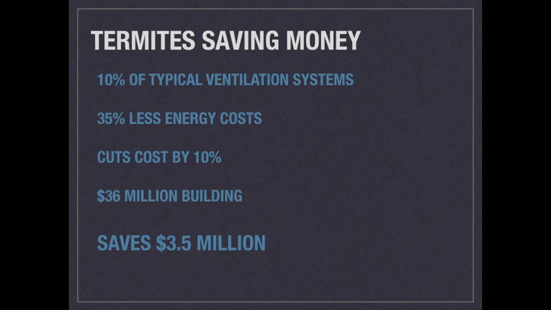Looking at the numbers of the Eastgate building in Zimbabwe, it's pretty apparent how efficient Pearce was able to make this building. When it was built, it used 10% of the typical ventilation systems used in a building that size. Monthly, it cuts cost by about 10%, which in this $36 million building, is saving the building about $3.5 million.